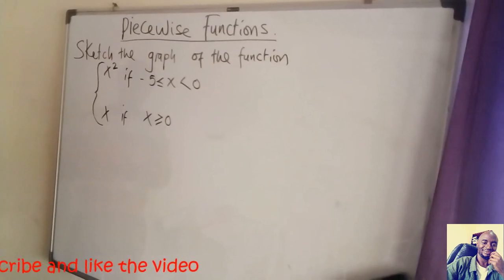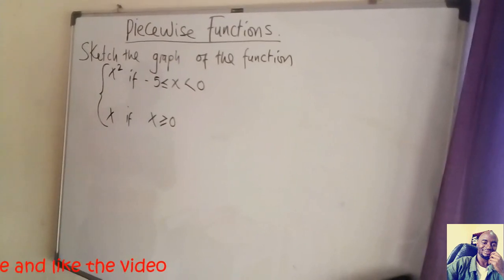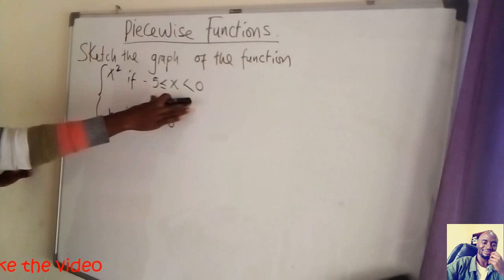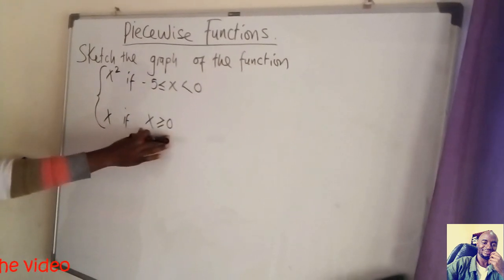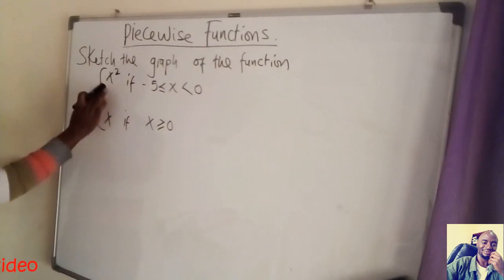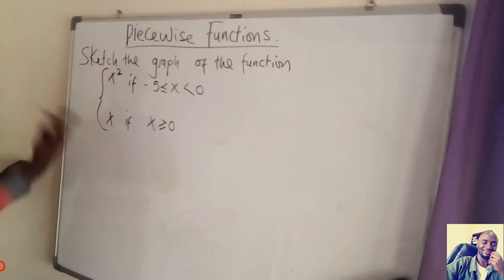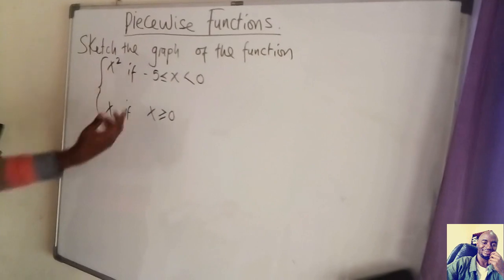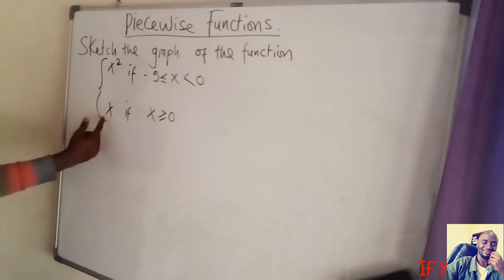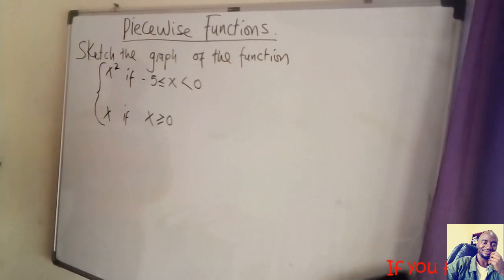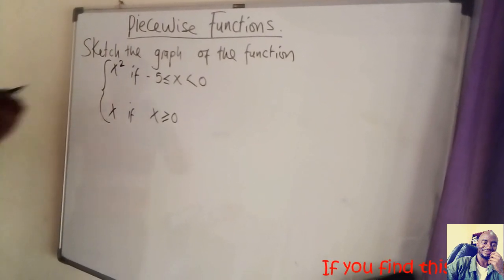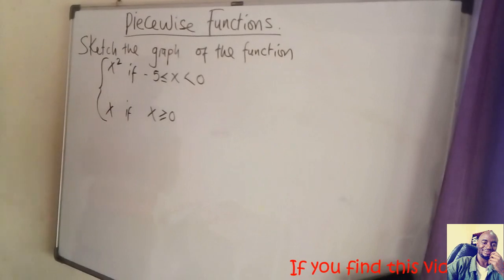So the first thing that we need to do is to identify in which interval the function is valid. So the first one is valid in this interval, the second one is valid in this interval. Okay, now when you look at this one, this is a parabola, so we may need a set of values, but this one will be a linear equation. We just need a pair of two coordinates. So let me just try to come up with corresponding values.